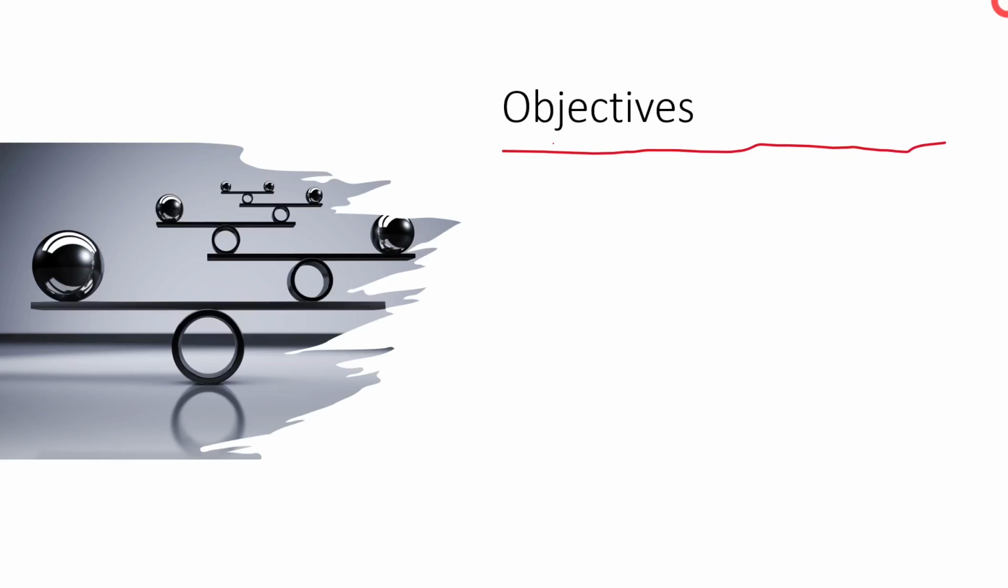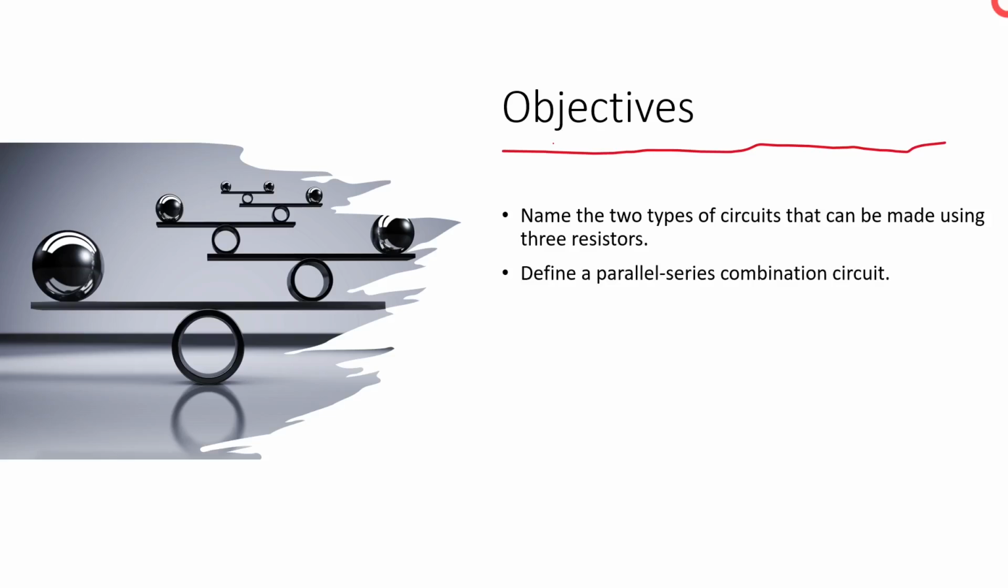In this lesson, we've got some objectives. First, we want to name two types of circuits, two combination circuits that could be made using three resistors. Then one of them is going to be a parallel series circuit. We want to define that. And then we want to list the steps for solving a parallel series combination circuit.